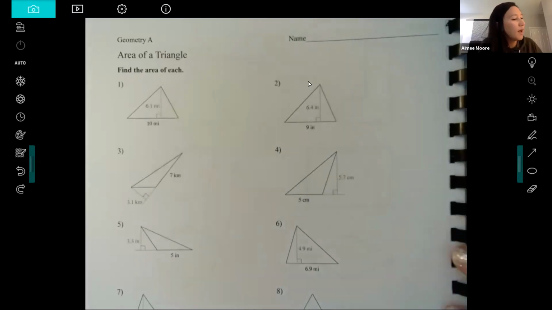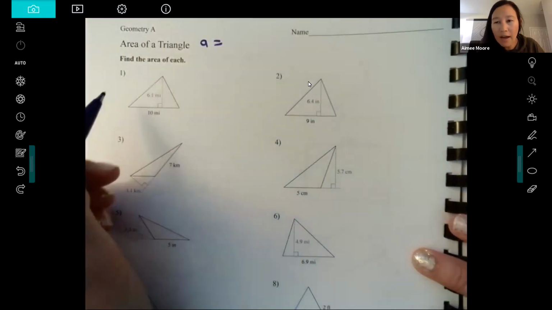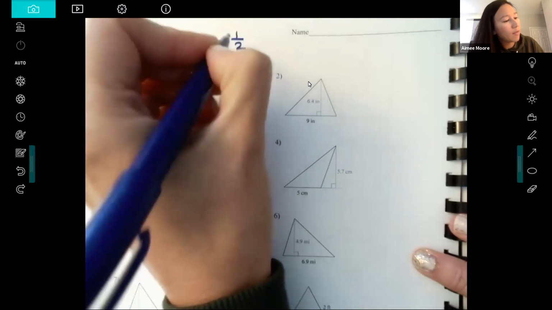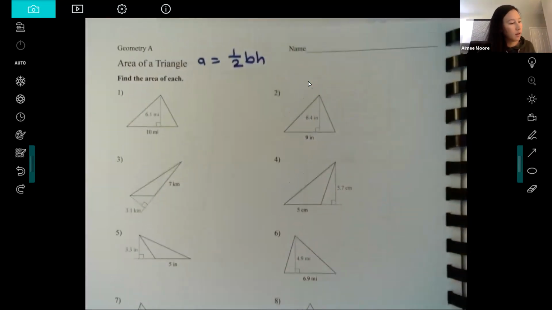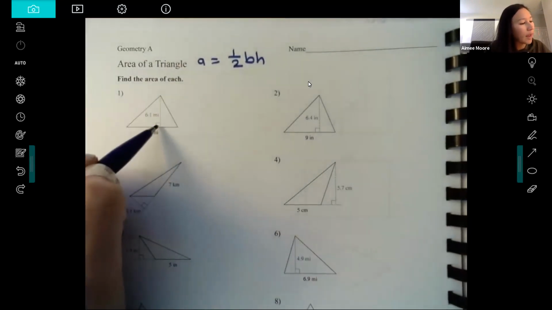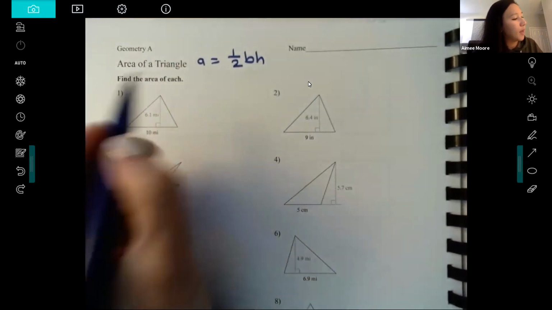Okay, so to find the area of a triangle is just half of a rectangle. So that's why we do 1/2 of the base times the height. And so remember, the height has to form a right angle with the base. So that's an important thing. So we just plug into the formula.